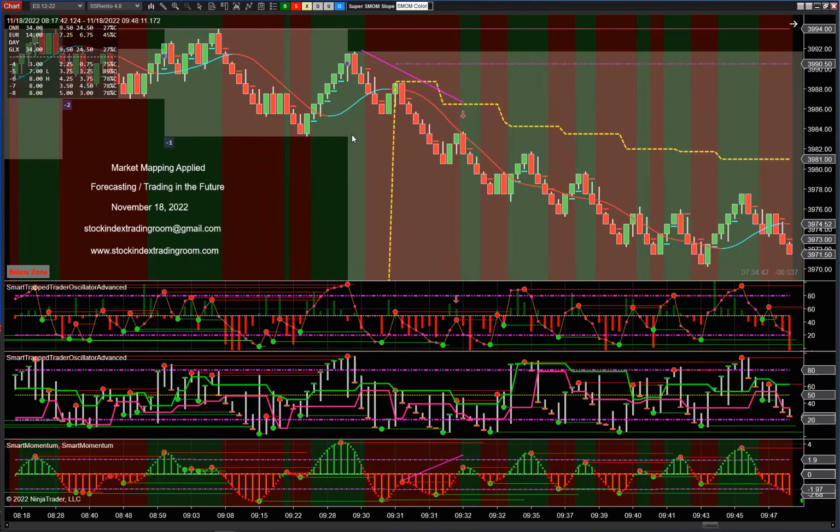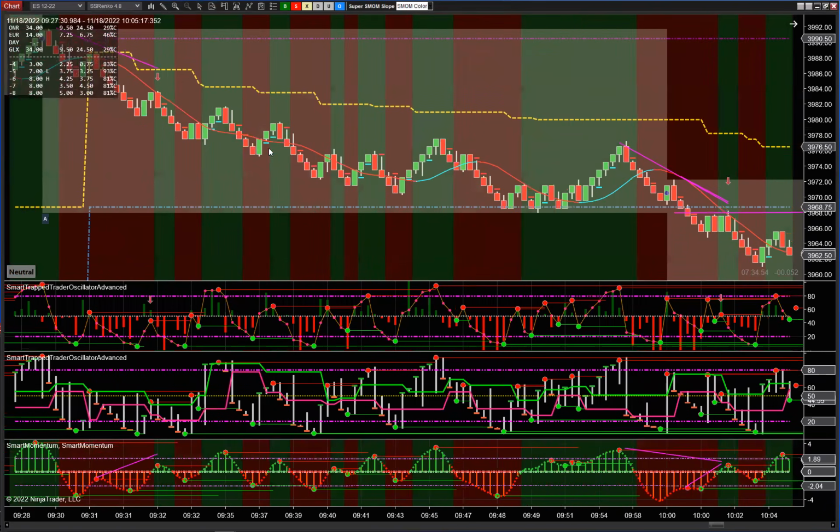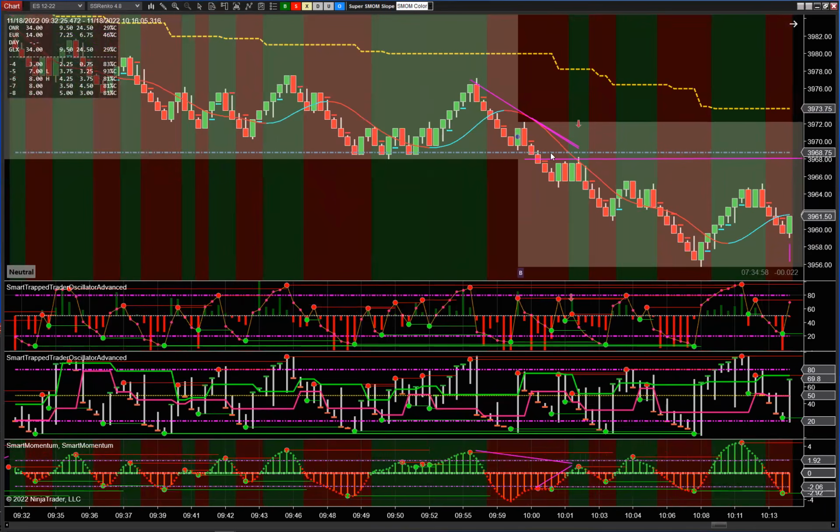Here's -1. A took it out down, so we're looking for B and C to continue down, right? That's on the map. So when this took this out down, we are taking all sell signals. Boom, and away we go. This is a super signal entry here.